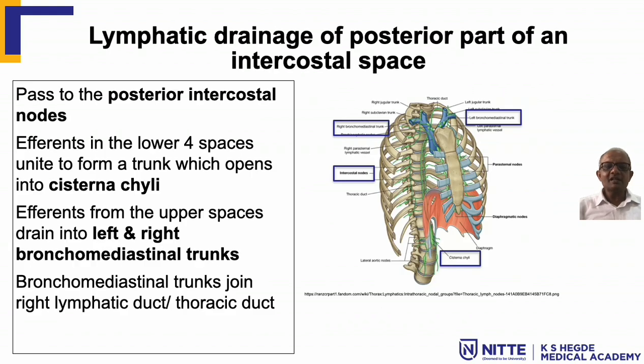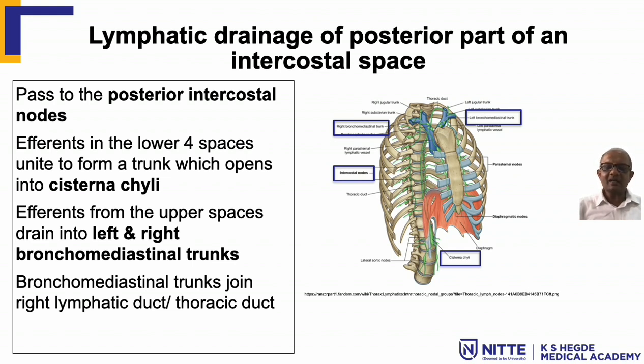Let's talk about the lymphatic drainage of the posterior part of an intercostal space. Lymphatics from the posterior part of an intercostal space pass to the posterior intercostal nodes. So the posterior intercostal nodes will give out efferents which in the lower four spaces unite to form a trunk which will eventually open into the cisterna chyli.